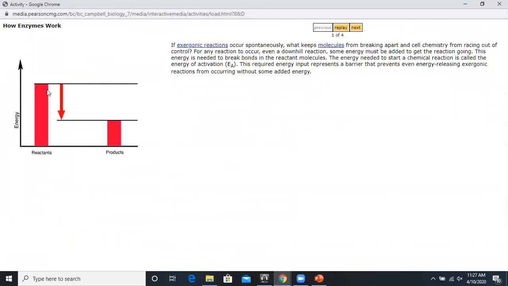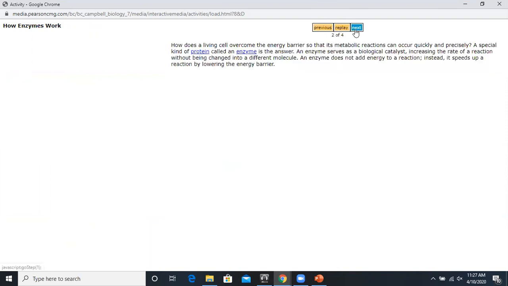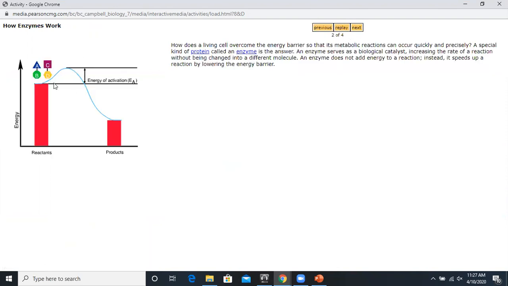So this is showing you that if you have a lot of energy and then less energy at the end, that's an exergonic process. But if you look here, here's your reactants. A and B and C and D are your reactants, and it's going to take that enzyme. The enzyme is basically going to provide the perfect microclimate for this reaction to actually proceed.